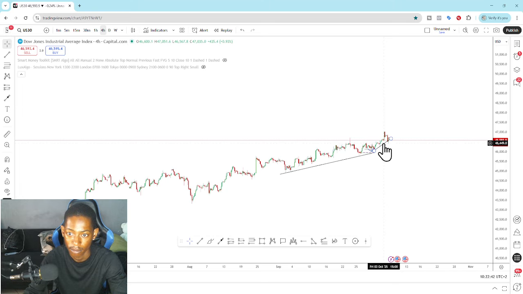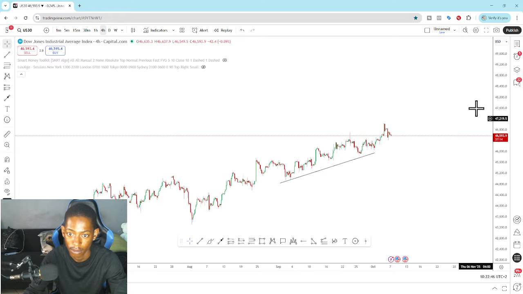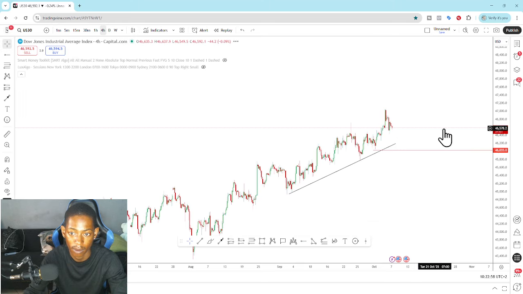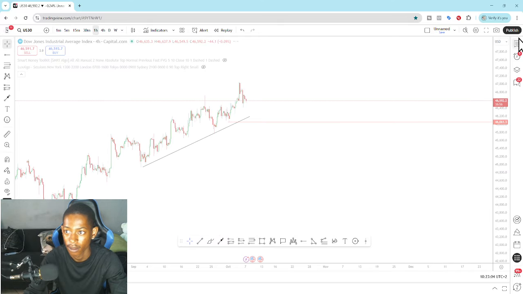4 hour. Yes, so I can already see we've got this first, second, potentially third touches somewhere around here. So I wouldn't want price to break below this candle, this one here. Yes, so I'm going to go to the 1 hour.